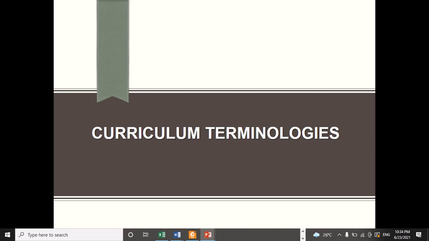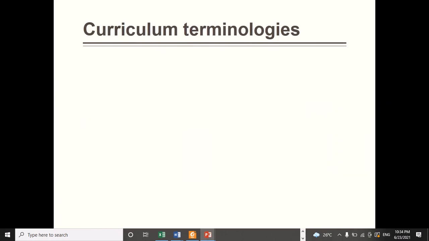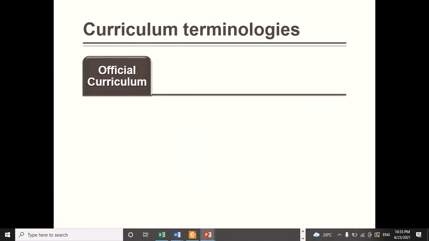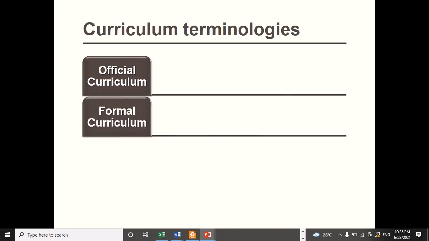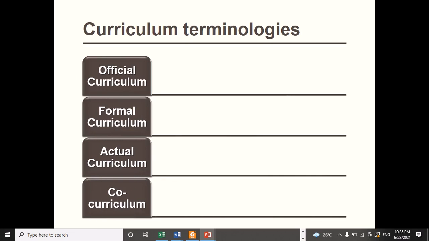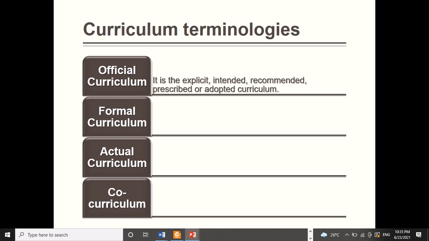Today we are looking at curriculum terminologies. We have some terms we use in curriculum. Let's look at official curriculum, formal curriculum, actual curriculum, co-curriculum. We often hear these things, so we want to know what exactly they are.